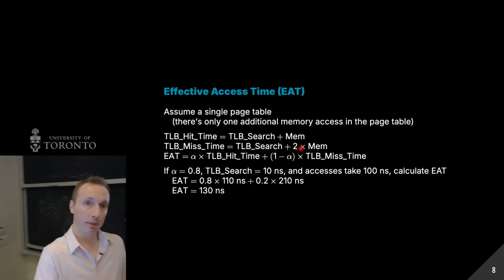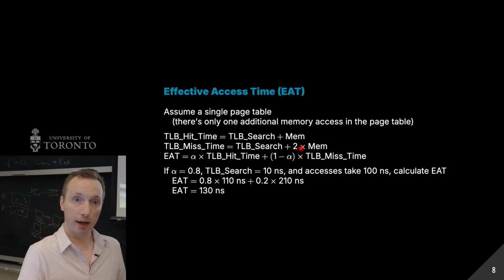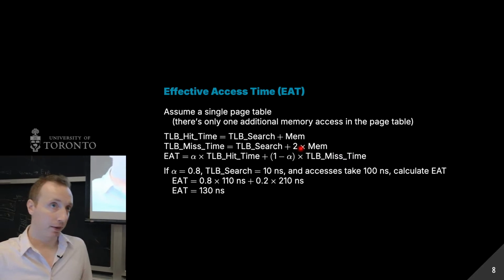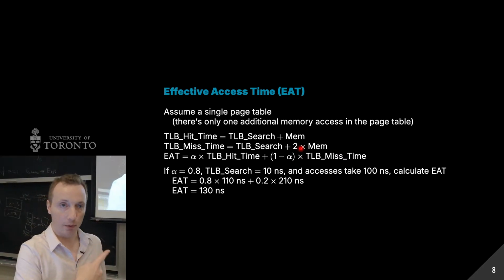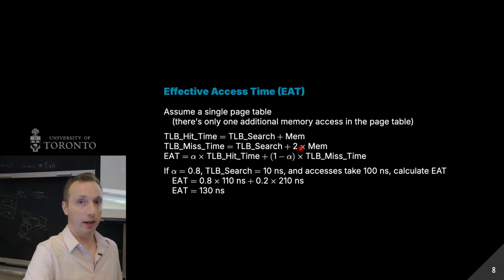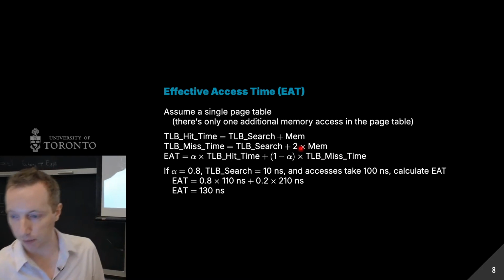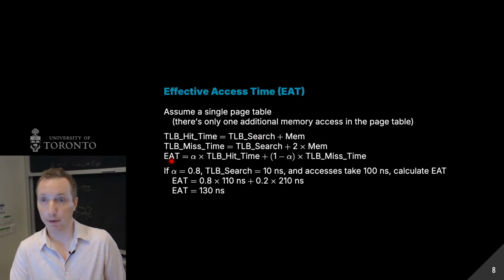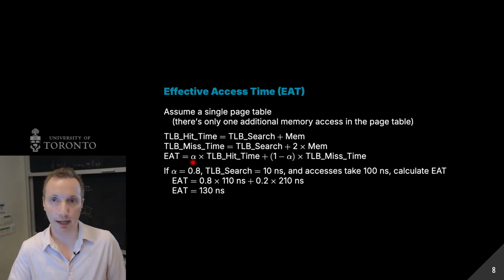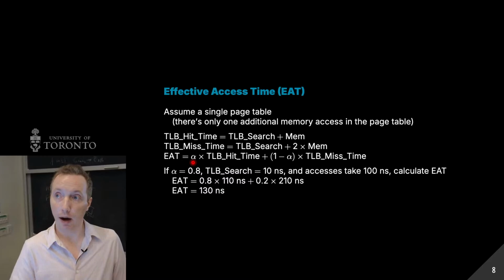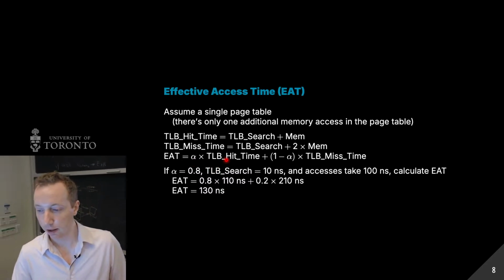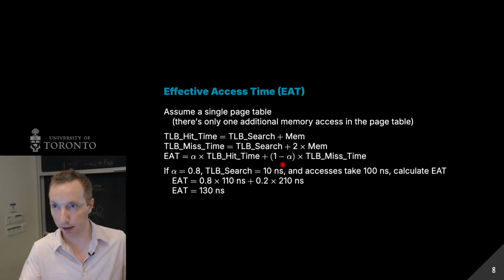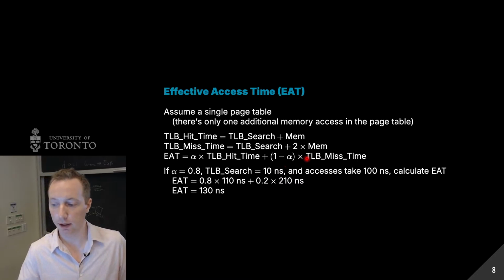So for a single page table, this would be 2 memory accesses, 1 to find the entry, 1 for the final access. If this was a 3-level page table, then this number would be 4. I have to access an L2 entry, an L1 entry, an L0 entry, and then the original memory access. But other than that, it is simple math. So the effective access time is just alpha, aka the hit rate, so how often is an entry in the cache, times the hit time, which is just this number, plus the miss rate, so it's just 1 minus alpha, times however long it takes for a miss.